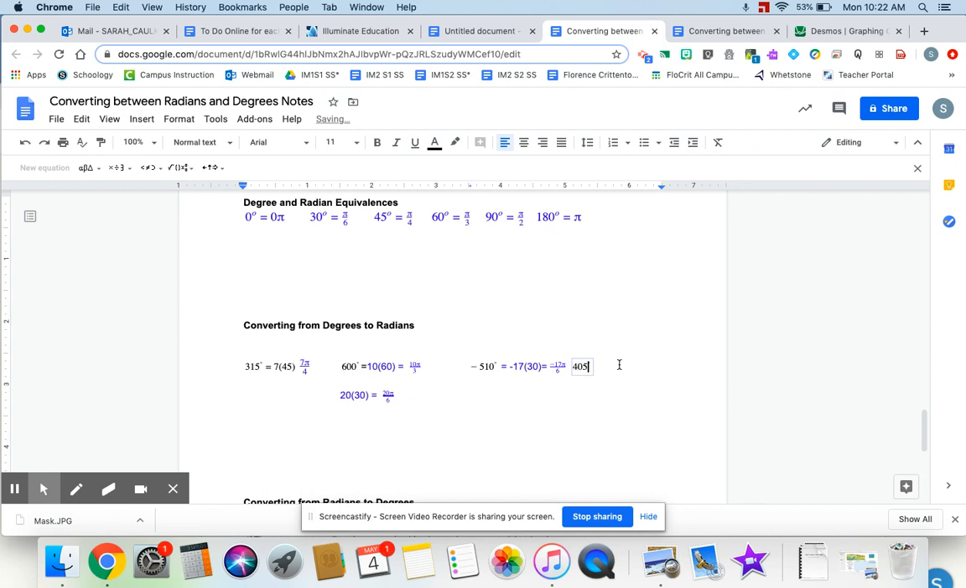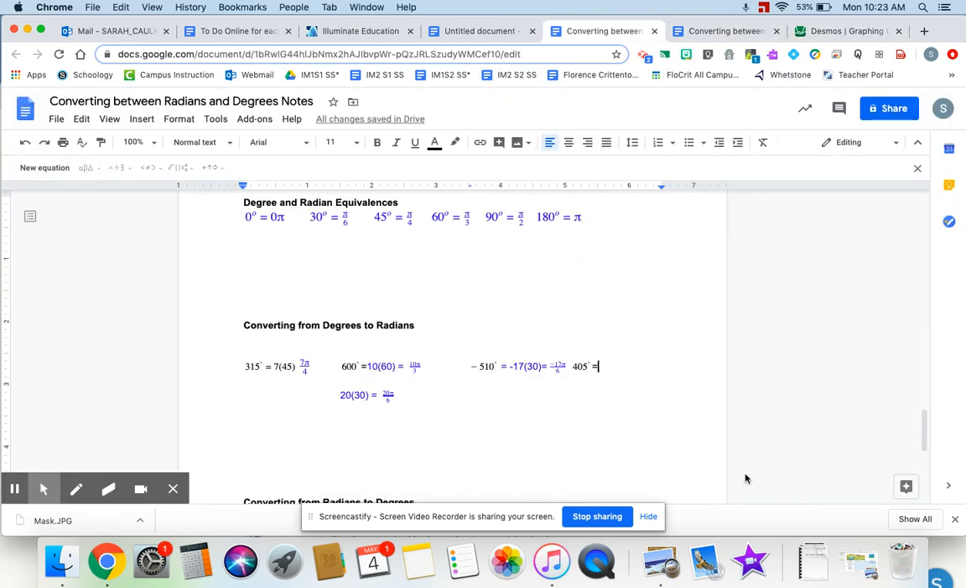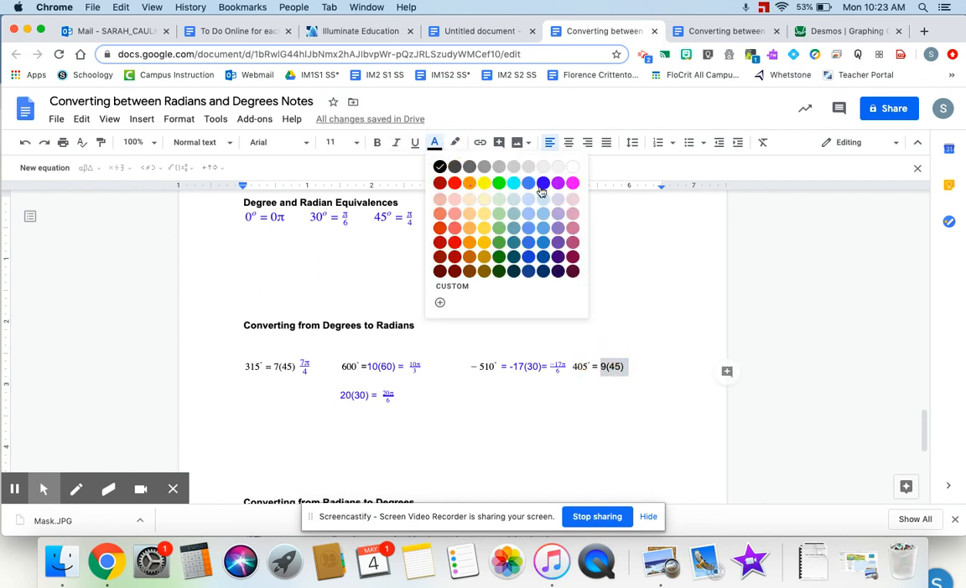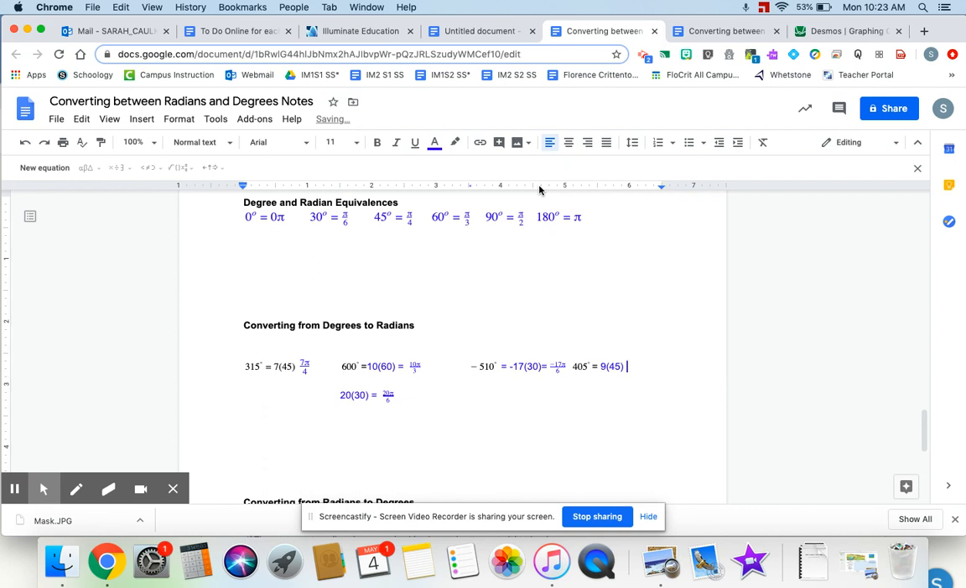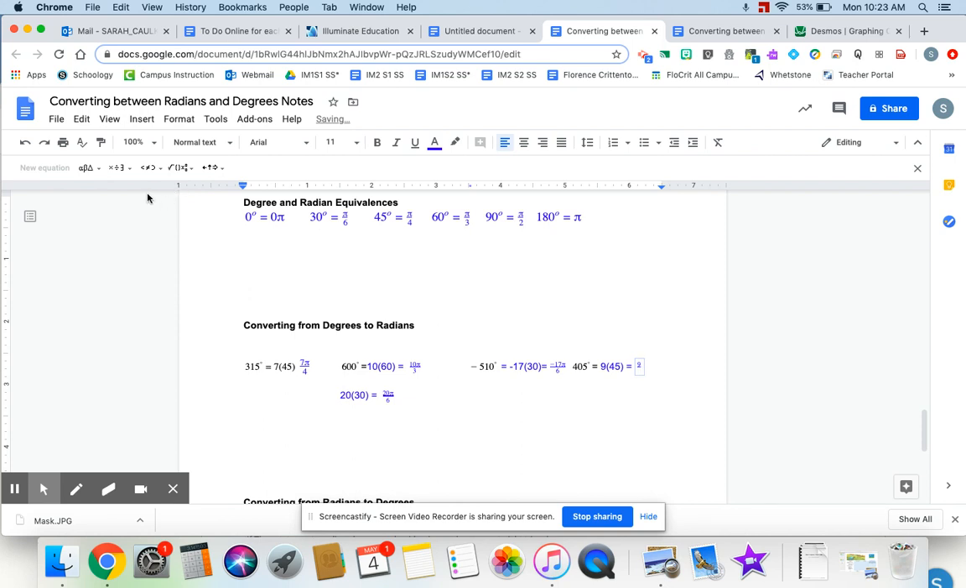For 405, I'm going to start with 30 again. Decimal. 45. 45 works, so it's 9 45s. So 405 is 9 of the 45s, which then means that as an answer, it's 9 pi over 4, because 45 is pi over 4, and there's 9 of them. So that's how we go from the degree to the radian.